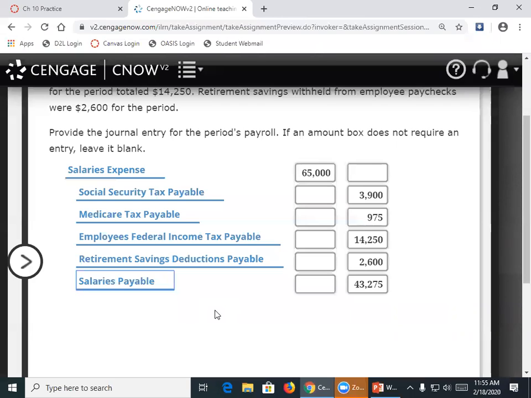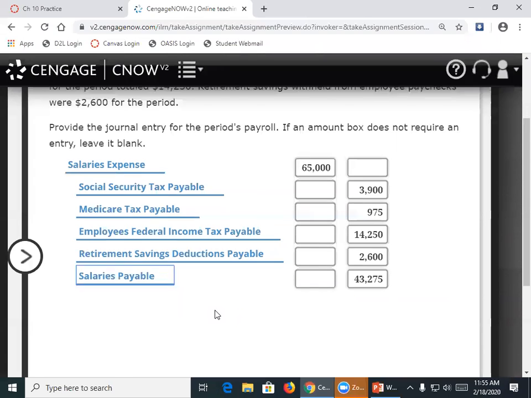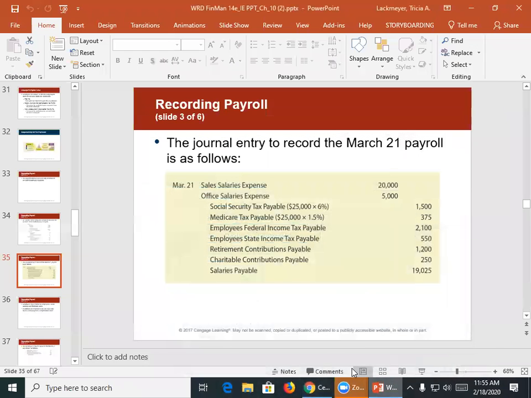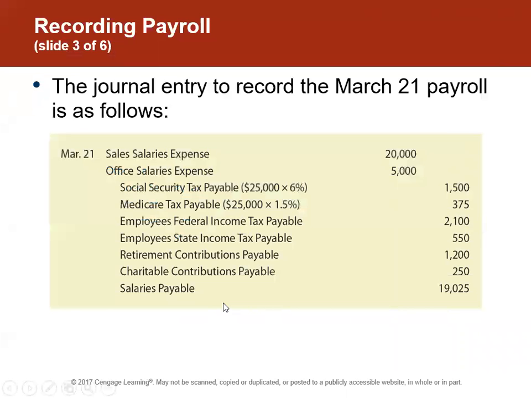Any questions on that? And again, sometimes they'll give you percentages and you have to calculate some of these withholdings, but in this case they gave them to us, which is always nice, right? Okay, so that was to record the payroll expense.